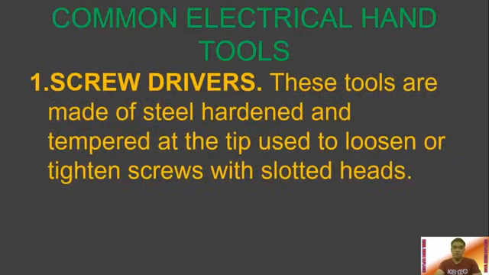Then we have the common electrical hand tools. The first one is screwdrivers. These tools are made of steel, hardened and tempered at the tip, used to loosen or tighten screws with slotted heads. That is the purpose of a screwdriver. It is made of hardened steel, meaning the steel is hardened and tempered at the tip so that it can withstand force without the tip breaking.